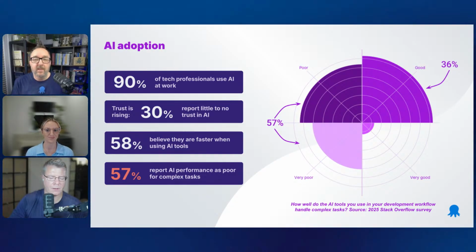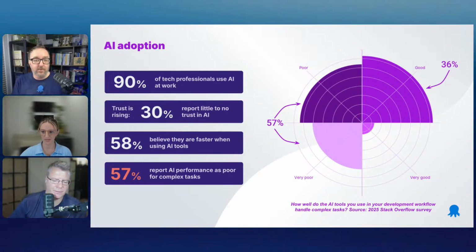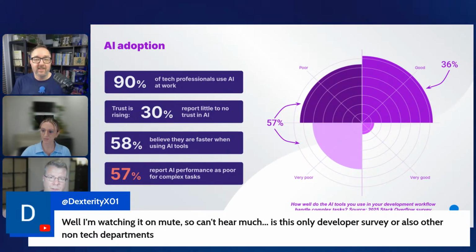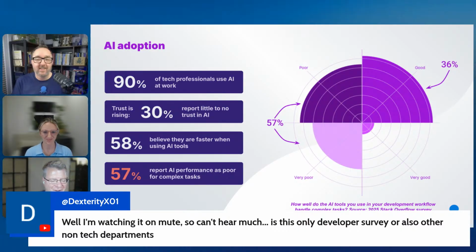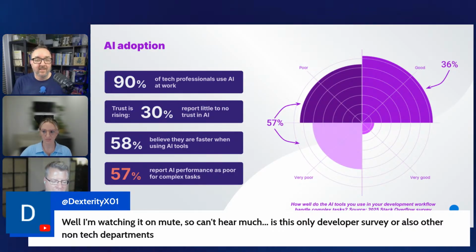But yes. We've had a couple of questions that have come in. Sorry to interrupt, Steve. Just wanted to clarify for folks. So Dexterity X01 asks, well, I'm watching it on mute, so I can't hear much. Is this only a developer survey or also other non-tech departments? We have a breakdown of our demographics on country and I believe role as well, don't we? Yeah, but this graph in particular, the source was the 2025 Stack Overflow survey, and that's purely developers. And that data is actually available online from the Stack Overflow website.